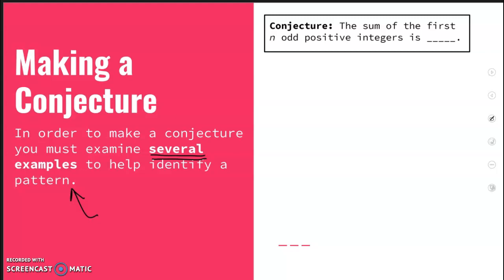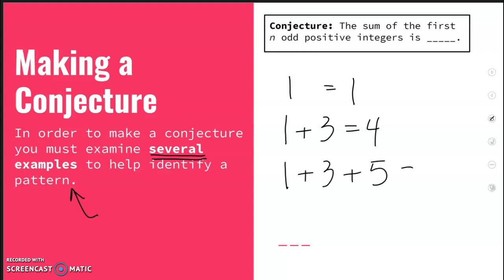So, the sum of the first n positive integers. Well, let's just look at one positive integer. The sum of 1 plus nothing is just 1. Let's take a look at the sum of the first 2 odd positive integers. The first 2 odd positive integers are 1 and 3. The sum of 1 and 3 is 4. Okay, let's look at another example. The sum of the first 3 odd positive integers. So 1 plus 3 plus 5 equals 9.